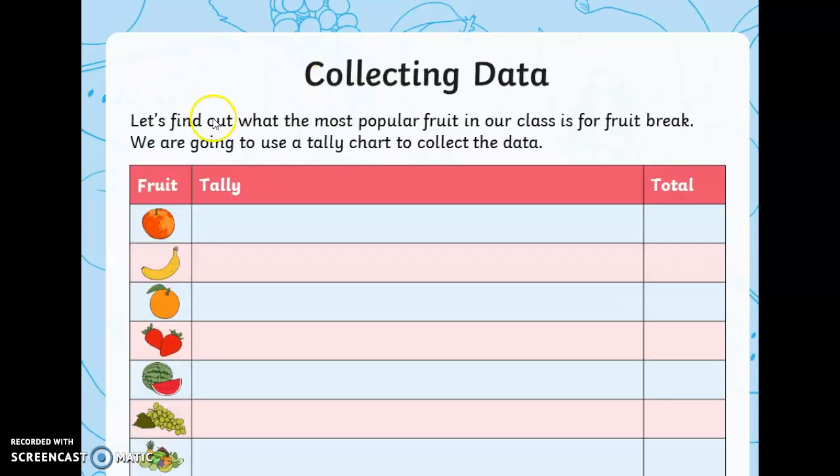Now, this wants us to find out what the most popular fruit is in our class. We're not in school at the moment, so we're going to pretend that we're going to take a tally. See this word? Tally. If we were in school, we would ask all of our friends what their favorite fruit was. And each time somebody told us maybe an orange, we would put a little line here. If somebody said a strawberry, we would put a little line here. And we would keep going as people give us their answers. So we're going to pretend that we have done that.